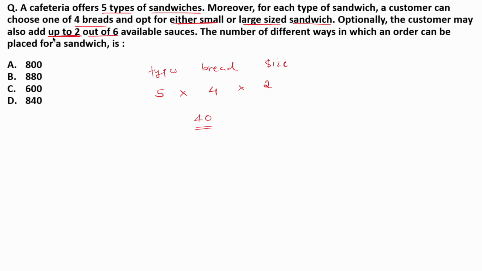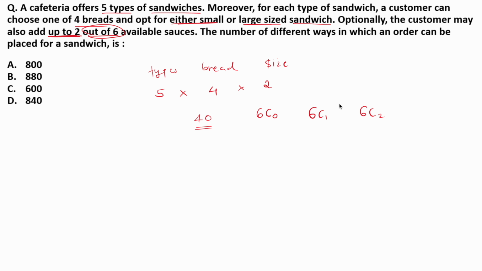Now the sauces have to be up to 2 out of 6. So out of 6 you can select 0 sauces. Out of 6 you can select 0 objects in 6C0 ways. That's one way to select the sauce. You don't select any sauce as such. Same way you could select 1 out of 6. That could be done in 6C1 ways. And you can select 2 sauces also out of 6. That can be done in 6C2 ways.